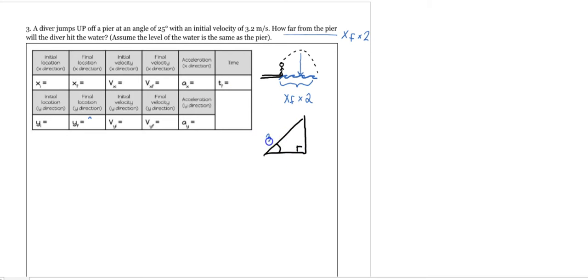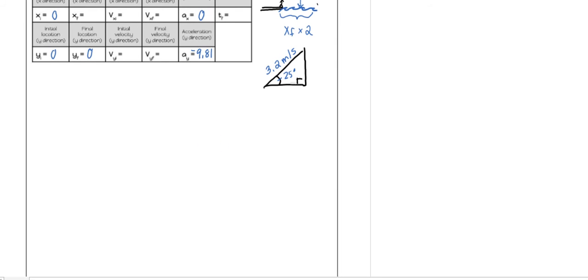So we have that the initial velocity was 3.2 meters per second and the angle was 25 degrees. Some things that we have for our table, we have the initial location is 0 and 0. The final location for the y direction is also going to be 0. We don't have the initial or final velocities. Acceleration in the x direction is 0 and acceleration in the y direction is negative 9.81. So from this point we can start to set up some equations.